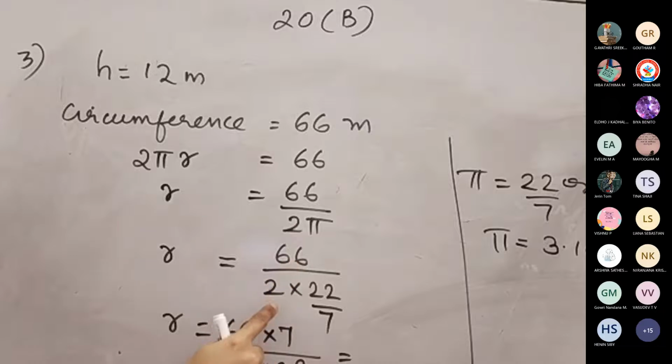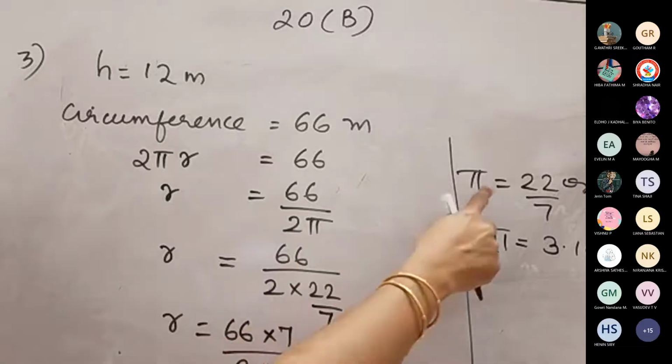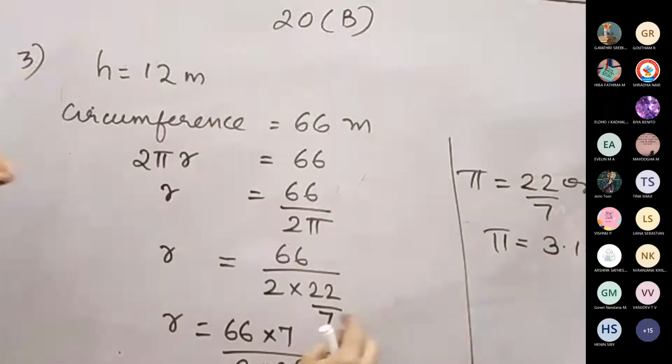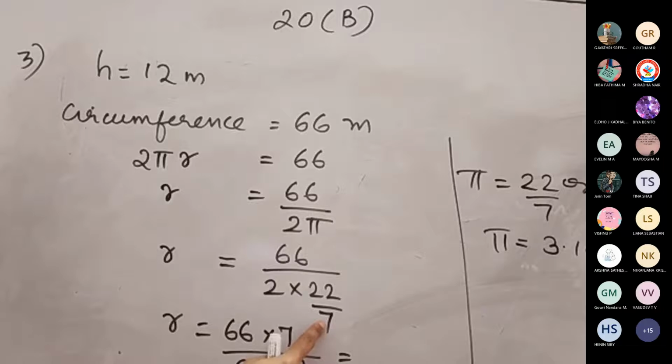r is equal to 66 divided by 2 into pi value 22 by 7, or we can write it as 3.14. For our convenience, we are writing it as 22 by 7. So denominator 7 will go in the numerator. So it will be 66 into 7, denominator 2 into 22. Answer.